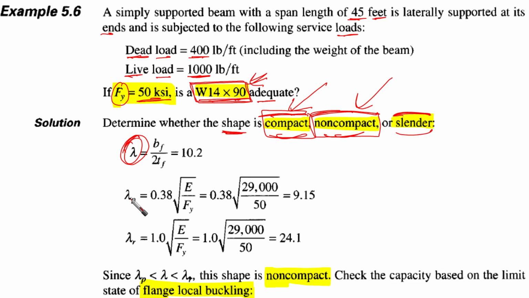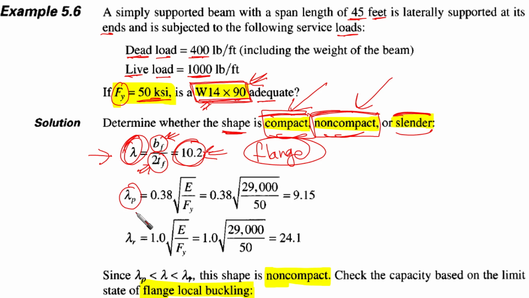Now let's first get bf over 2tf. We're going to find it 10.2. From where? Go to the dimensions and properties table for this cross section and obtain bf and tf and check this value. I strongly recommend that you stop the video now, grab your manual, and try to check the values of bf and tf. So this is lambda, the slenderness ratio. We're talking about the flange here.